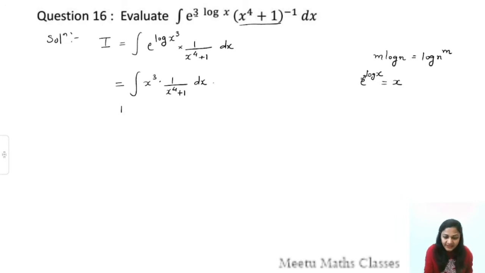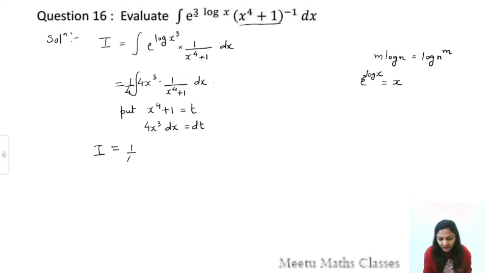We can make substitution. We can substitute x raised to power 4 plus 1 as t. So 4 into x cube into dx can be replaced by dt. Now here we can multiply and divide by 4. Now it will become 1 upon 4. 4x cube dx can be replaced by dt.